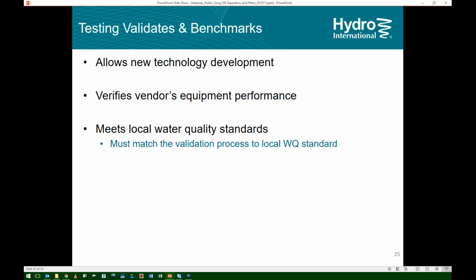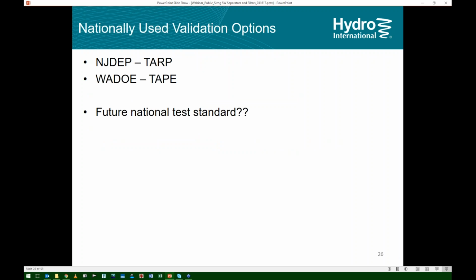So we need validation that also allows new technology. We don't want the validation process to be so onerous that no one gets through it, that you never get new technology. So you need a validation process that allows new equipment to get to the market for a reasonable cost. It's got to verify the performance, and it's got to meet your local water quality standards. Now here's where we've got a little bit of a problem in the industry. There's no national validation currently. There is work being done by WEF and a few other standards committees who are trying to get to a national standard. Now that's probably 5 years away.